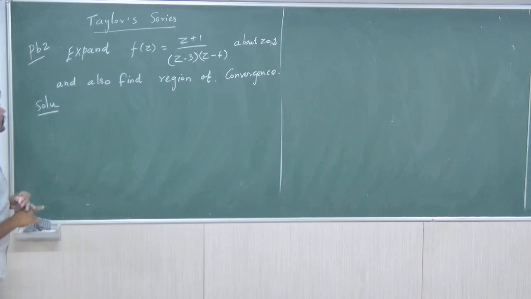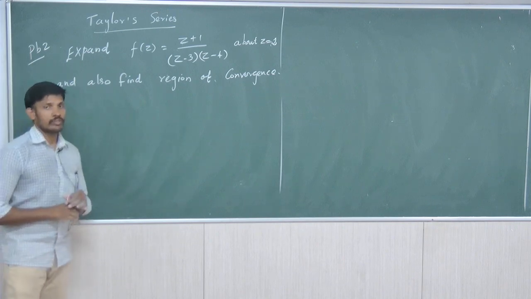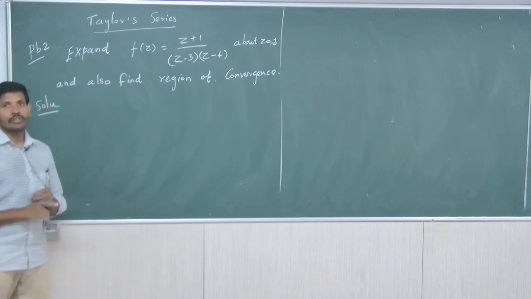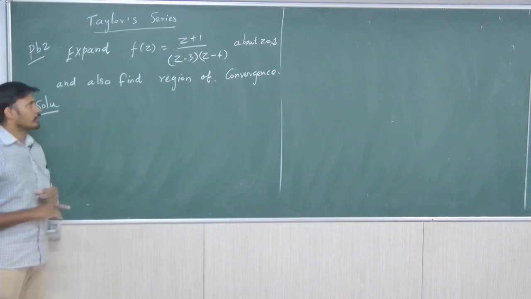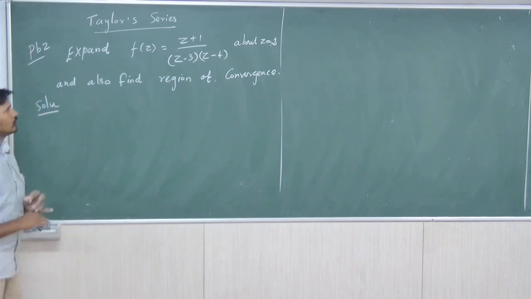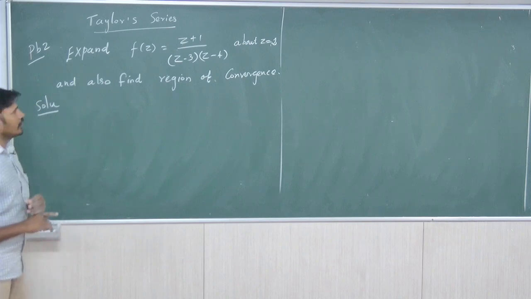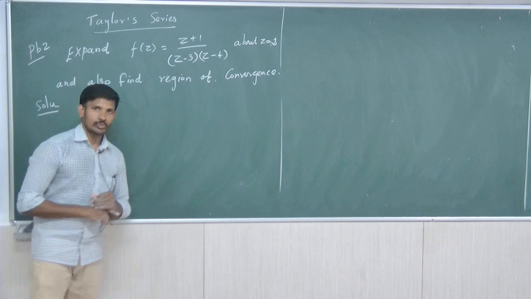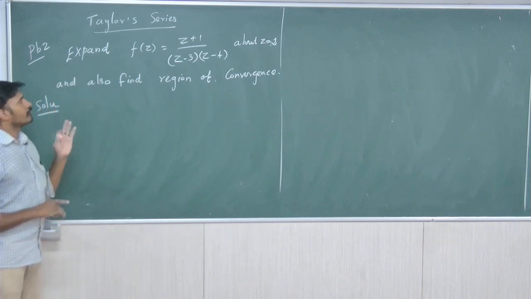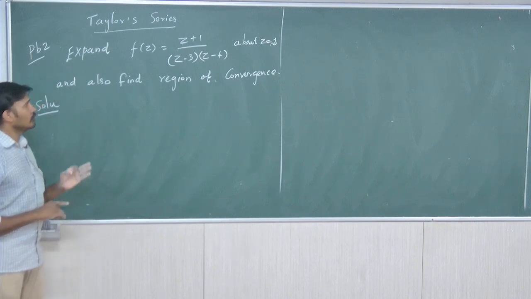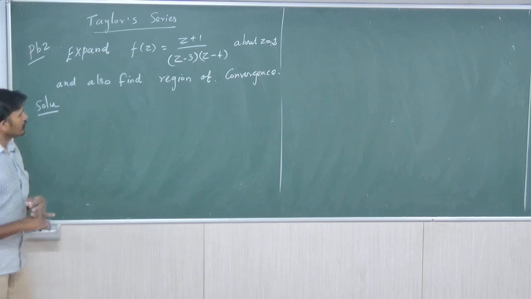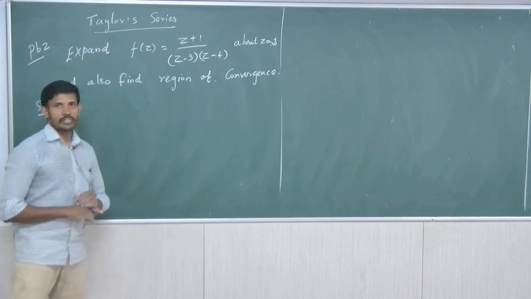So now I am going to find the singular points of this expression. You are already familiar with expanding this function about z equal to 2. So definitely you can say the point z equal to 2 is analytic. The function is analytic at z equal to 2, right? But finding the region of convergence is most important.